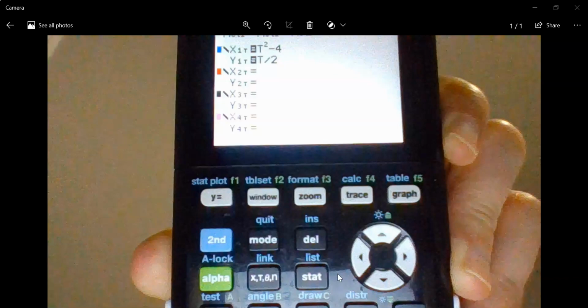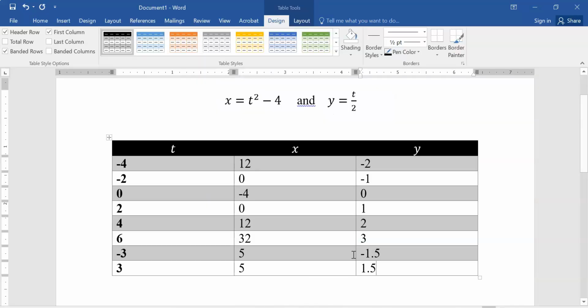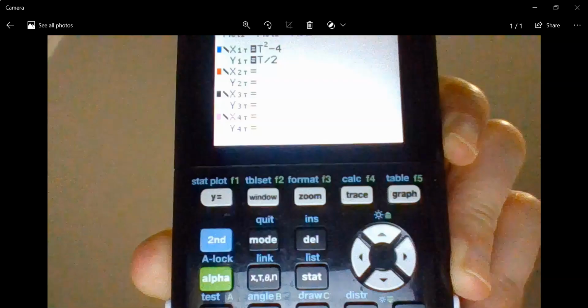So that's what I've input. I'm inputting the exact same thing that I've input here: x equals t squared minus 4, y equals t over 2. Your calculator is going to know that this is a parametric equation scenario where x is defined here and y is defined here.